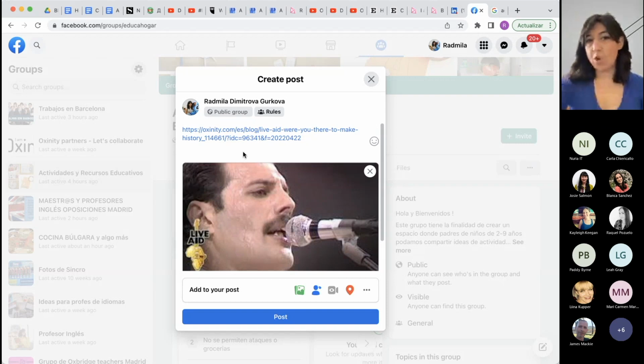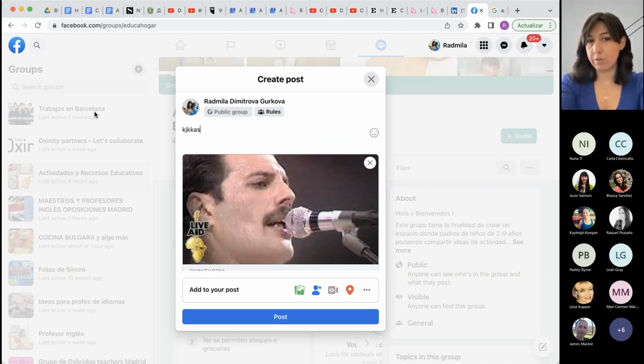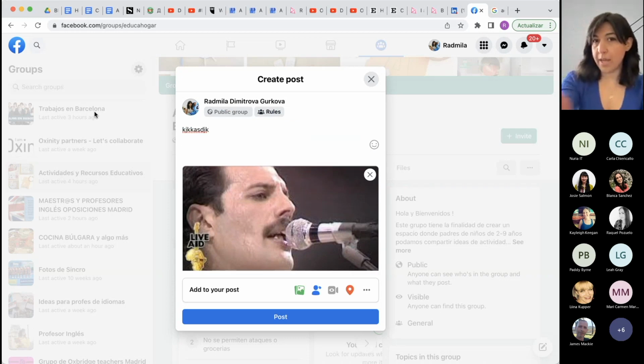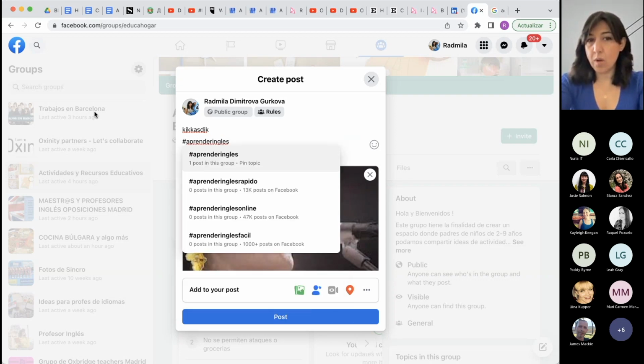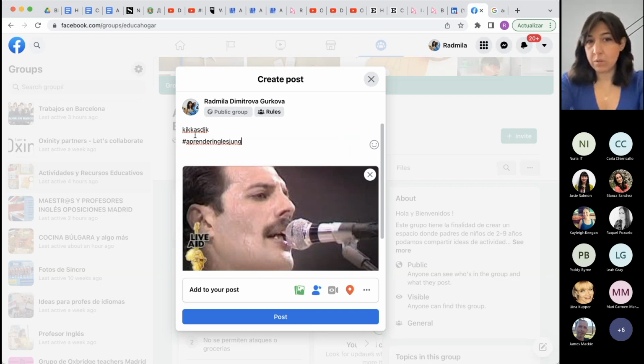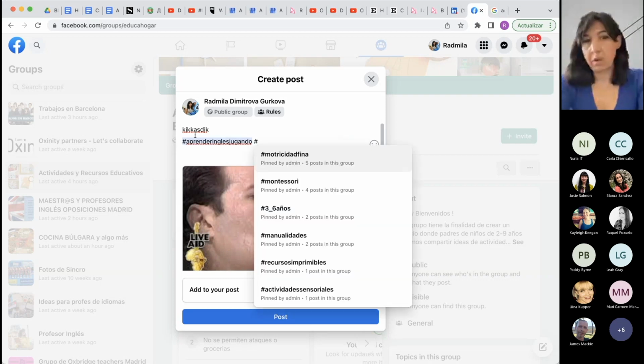Now my copy has to contain something targeted at whom, not about me. Forget about me. No, about them, the learners: who is it for? Who will benefit from it? This is what we write here. We write our little introduction. We put the right hashtags. For instance, it can be aprender inglés jugando, or aprender inglés con canciones, or whatever.